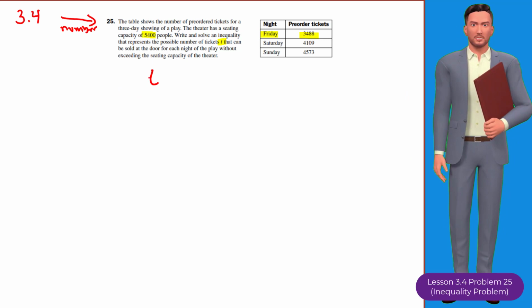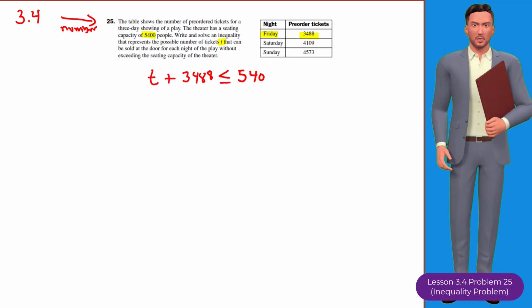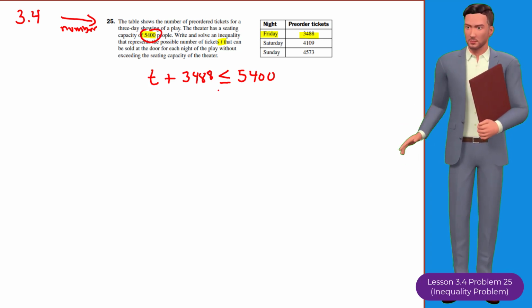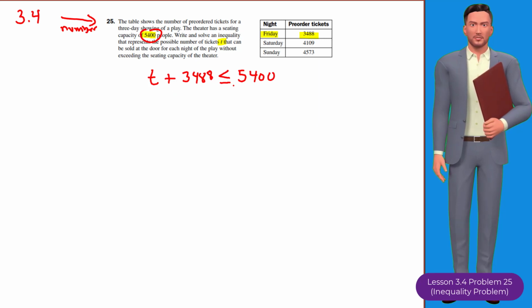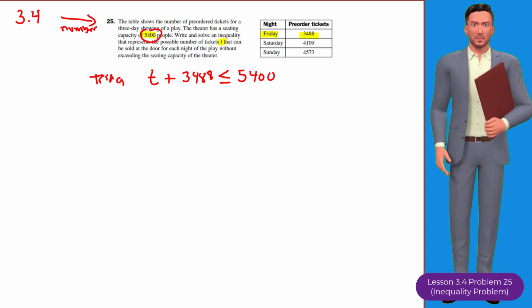So if I have a number of tickets that I can sell, and I'm going to add that to 3,488, my inequality says that that has to be less than or equal to 5,400 because 5,400 is the capacity. We can't sell more tickets than that. So now that we've set up our inequality for Friday, we're going to then go and solve the inequality.